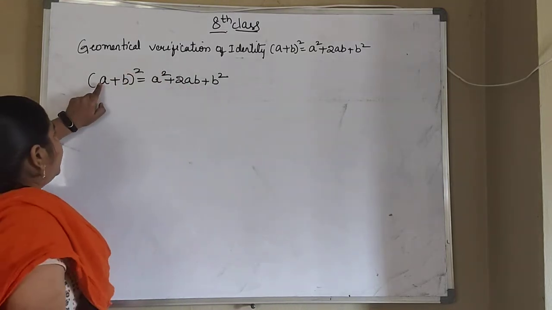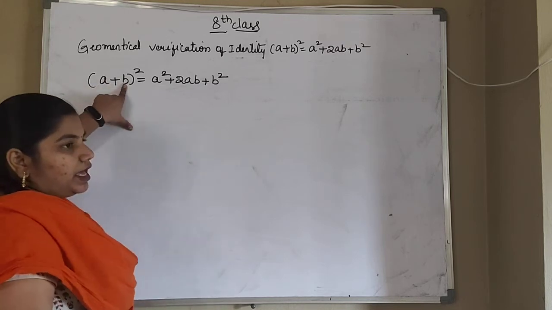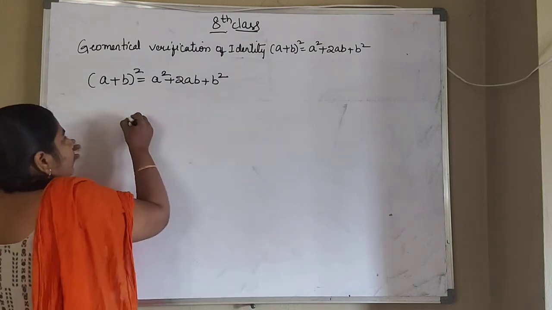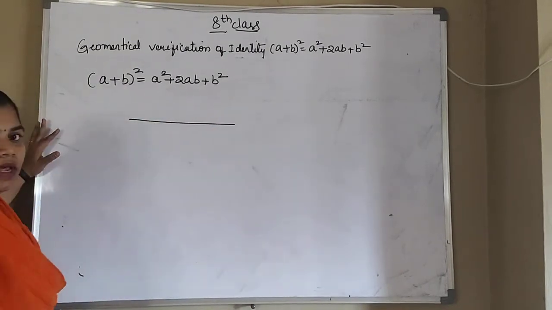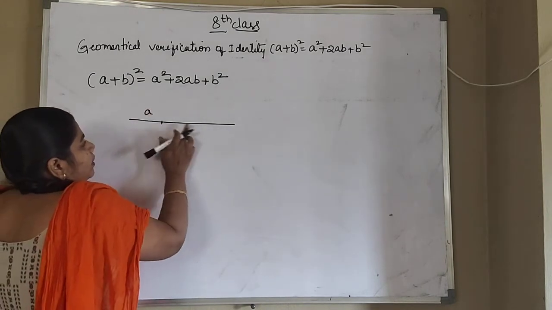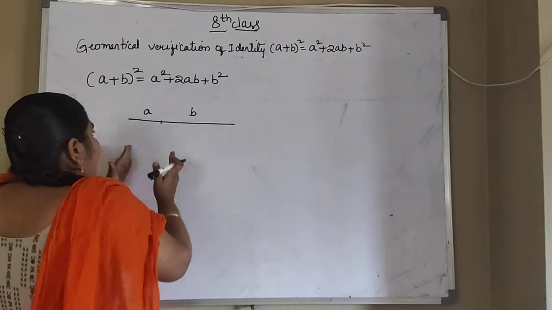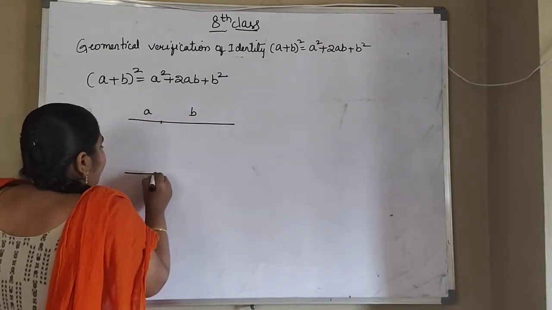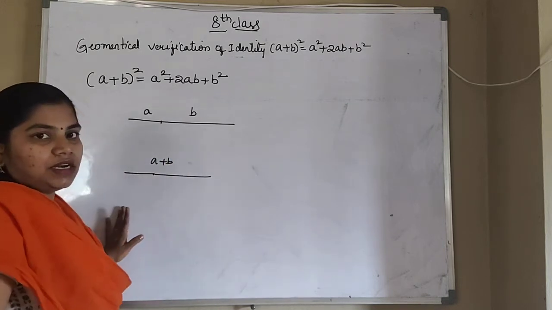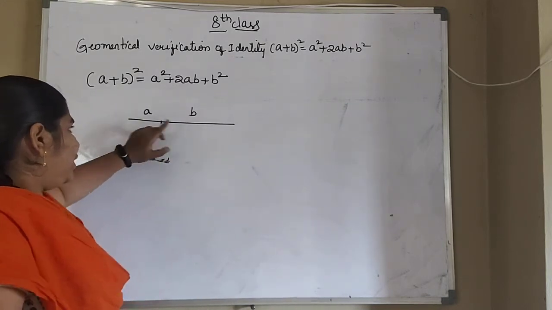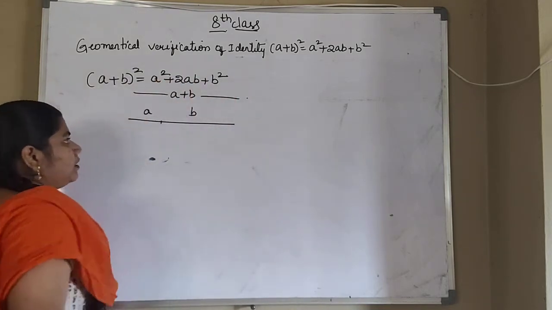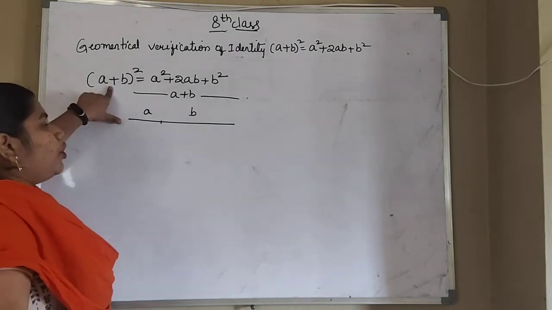So what is the term here? a plus b. That means if you add a with b, it forms a plus b. So I am taking one line. From here to here it is a, and from here to here it is b. If I add these two lines, the a line and the b line, then only you will get the a plus b term. So now we have got a plus b.